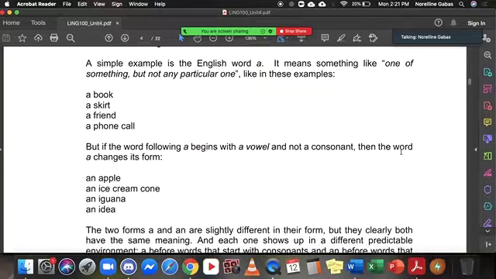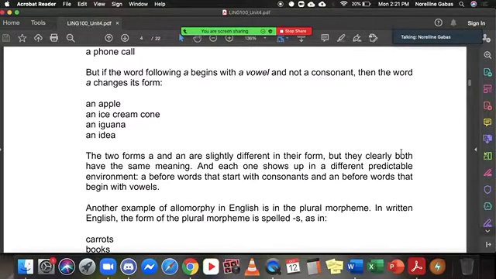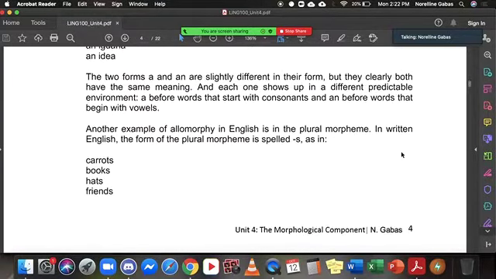Okay? So, ito an apple. Still, could be any apple. An ice cream cone, an iguana, an idea. Could be any idea, could be any iguana or any ice cream cone. So, the two forms a and an are slightly different in their form, but they clearly both have the same meaning. And each one shows up in a different predictable environment. Pag a, consonant. Pag an, it's vowel. Okay? So, a before the consonant and then an pag vowel.